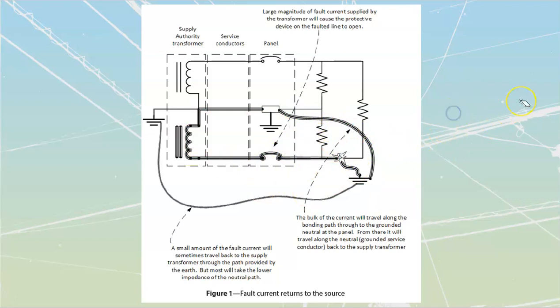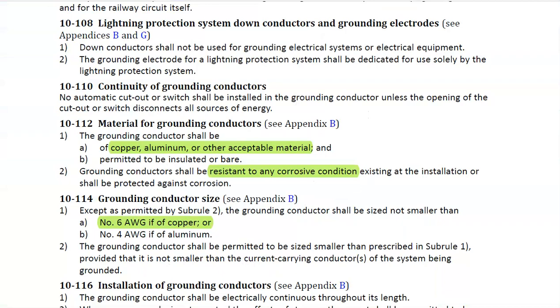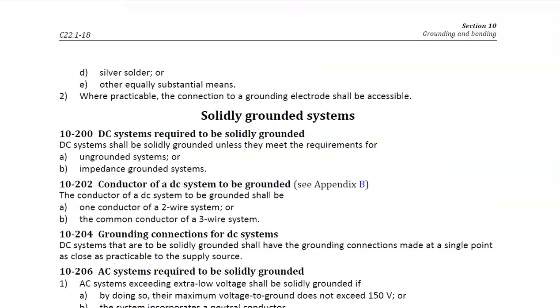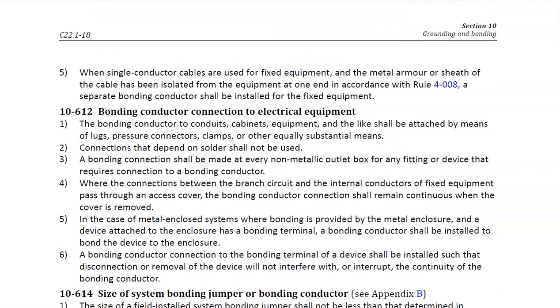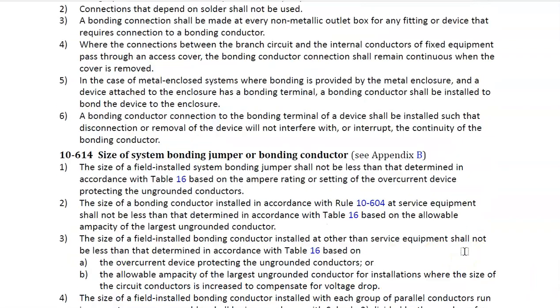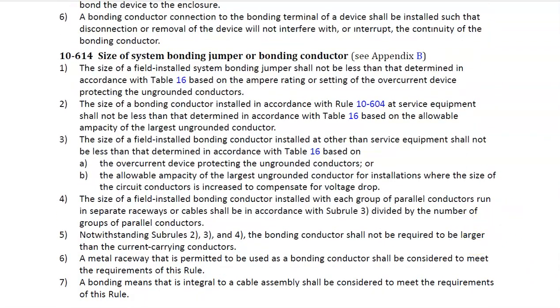Let's take a look at what the code itself actually requires. If you go to that section where it talks about bond conductor sizing, it refers you to 10-814. It's no longer 10-814 inside of your Canadian Electrical Code. It is now 10-614. We'll just go over to that one. And it's going to be the size of a system bonding jumper or bonding conductor. The first sub-rule says that the size of a field-installed bonding jumper shall not be less than that determined in accordance with Table 16. Note that there is no Table 16A or Table 16B anymore. It is just now going to be Table 16.